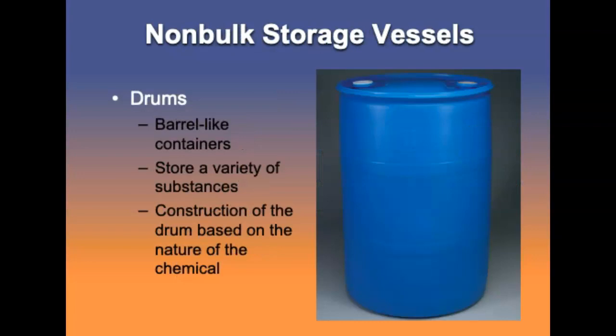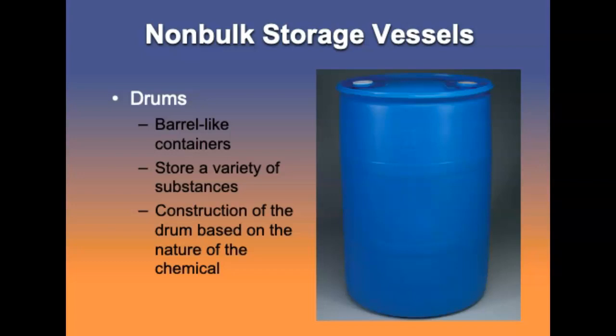Then there's non-bulk storage vessels, and so there's all types of containers that aren't bulk containers. They can hold a few ounces to 119 gallons of product. They include drums, bags, compressed gas cylinders, solvents, industrial cleaners, and compounds. And then you have drums. They're barrel-like containers. They store a wide variety of substances, and they're made out of low-carbon steel, cardboard, stainless steel, nickel, or other products. The construction of the drum is based on the nature of the chemical.